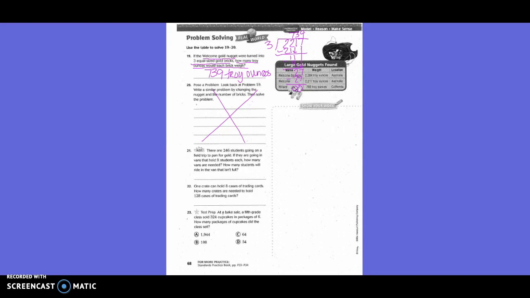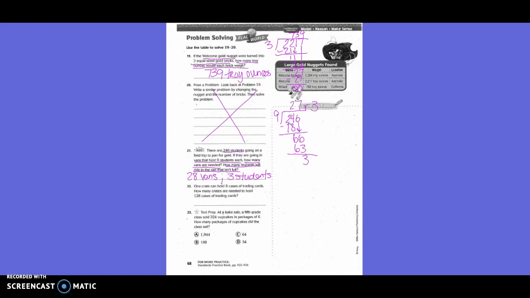There are 246 students going on a field trip to Vietnam. If they are going in vans that hold 9 students, how many vans are needed? How many students will ride in the van that isn't full? So we underline 246 students, vans that hold 9 students each. How many vans are needed? How many students will ride in the van that isn't full?